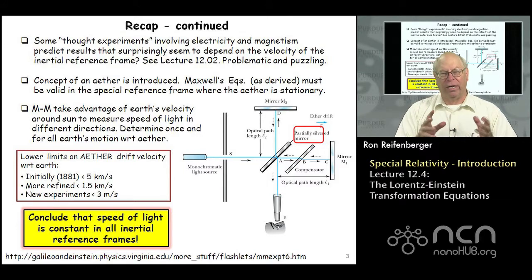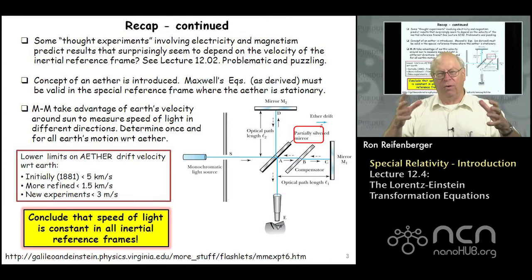And at that point in time, Michelson and then later Michelson-Morley decided to take advantage of the Earth's velocity around the sun to measure the speed of light in different directions. Their thought was that once and for all, they were going to determine the Earth's motion with respect to the ether, and in that way, they would define the reference frame in which Maxwell's equations are thought to be valid.